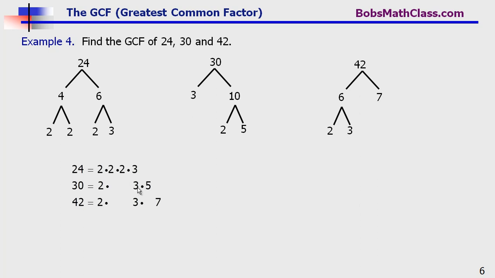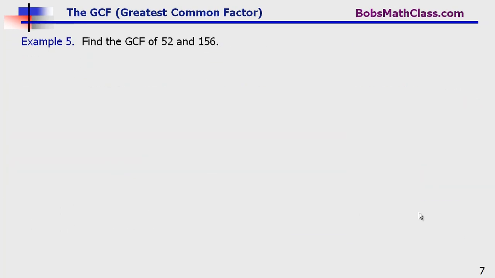So what can we circle? We could circle a 2. We could circle a 3. Anything else? No. This one only has a 5. This one only has a 7. We need a number that appears in all of the rows. So our GCF is 6. Let's see, is that our last problem? No, we still got one more.